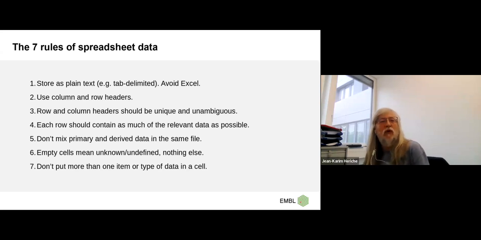And you don't put more than one type of data or item in a cell, so no concatenations of multiple things into one cell. Just create more columns if you need to. And that's important in particular when you deal with image derived data like features of segmented cells or other objects.